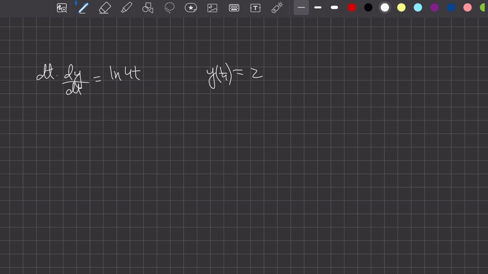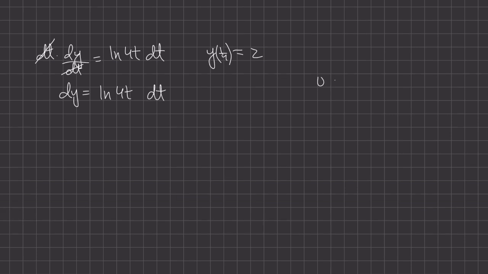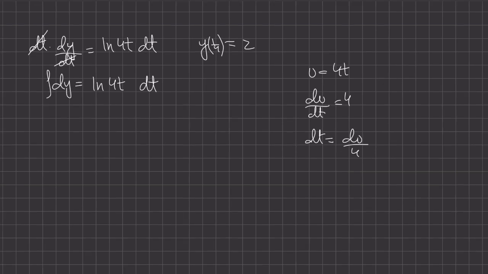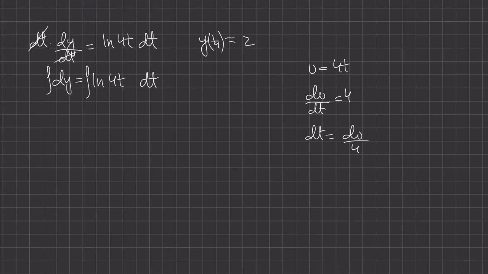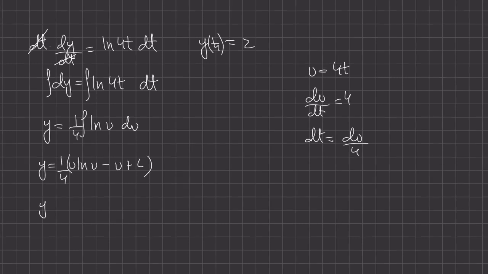First step is to multiply dt on both sides. Then to make this look simpler, use u substitution with u equals 4t, du over dt equals 4, and dt equals du over 4. We plug this back in. Then, evaluating the left side gives y, and the right side is the integral of ln u, which can be found using integration by parts to give u ln u minus u plus c. We can back substitute the value of u to get the equation in terms of t.